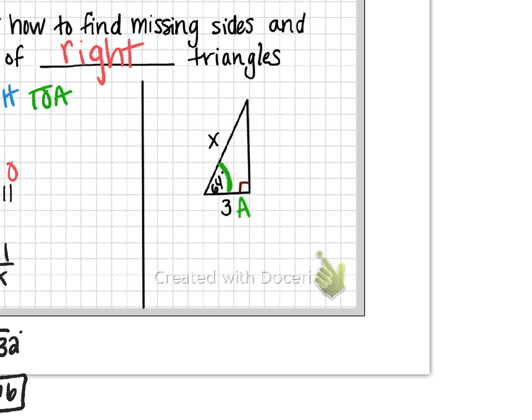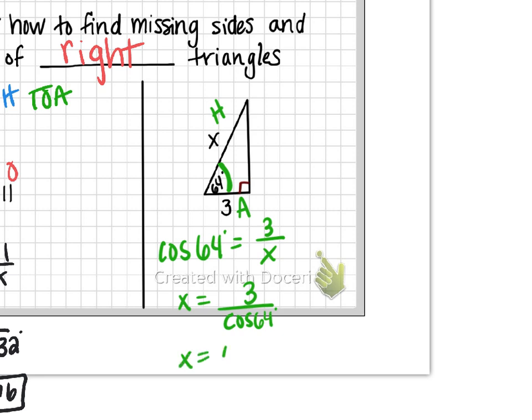Same thing here. In this case, we've got our 64-degree angle. We have an adjacent side, and we are looking for the hypotenuse. So with adjacent and hypotenuse, we would use cosine of 64 equals 3 over x. So x is going to end up equaling 3 over the cosine of 64 degrees. We plug that all into our calculator, making sure it is in degree mode, and we get that that missing side would be about 6.84.